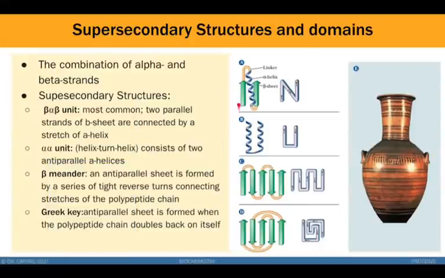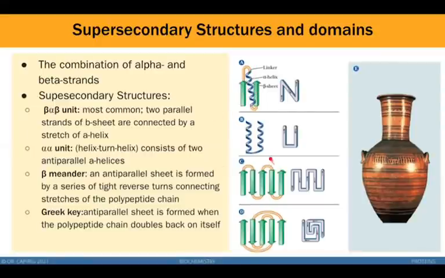Okay, so this is the beta sheet, the alpha helix, and beta sheet. This is the most common supersecondary structure. Two parallel strands of beta sheets are connected by a stretch of alpha helix. So this is the structure of beta alpha beta.